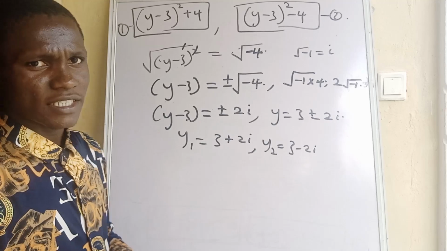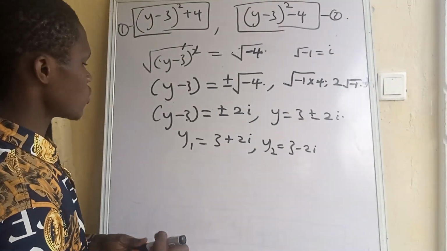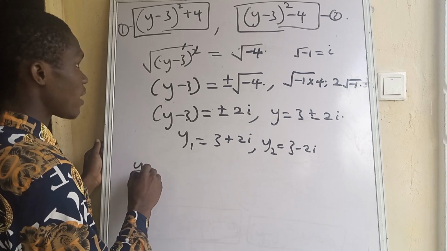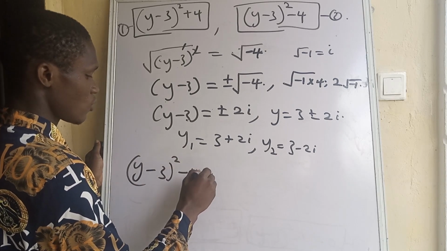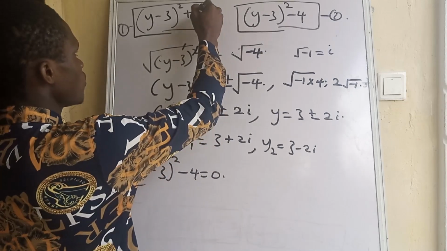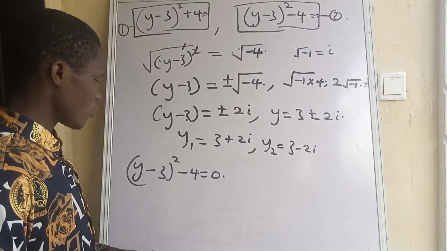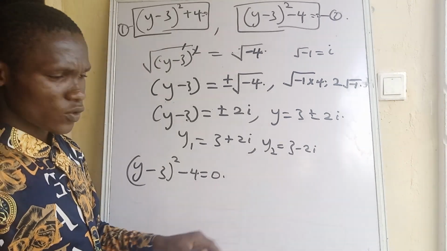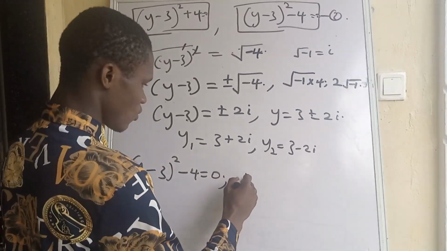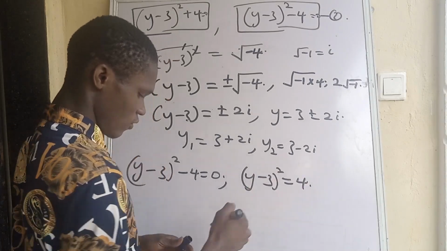So let's find the third and fourth values for y using the second equation. The second equation says (y minus 3) to the power of 2 minus 4 equals 0. So we are equating it to 0. What is the next step? We can simply bring this to the right hand side of the equation, so (y minus 3) to the power of 2 equals 4.